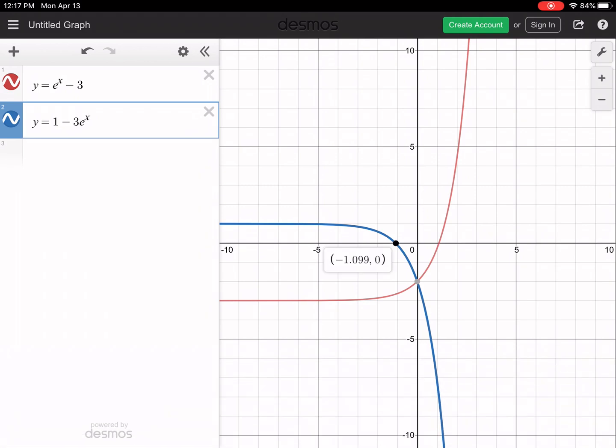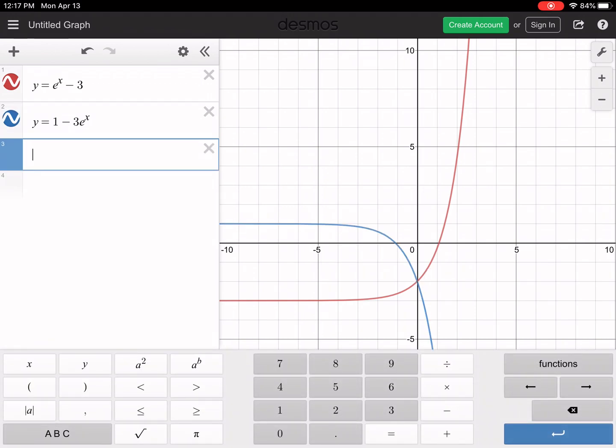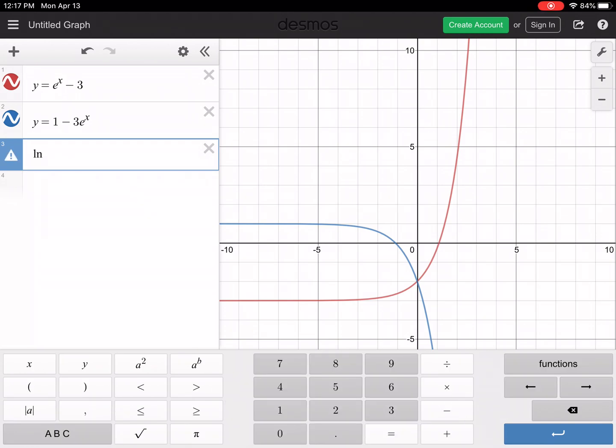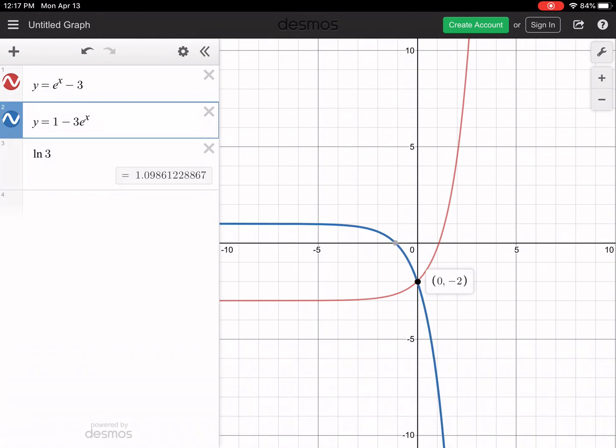But what we can see is that my two values are negative 1.099, which is approximately the ln, let's just type in ln of 3. ln of 3 is 1.098. So there actually is our two values. You can see 0, negative 2. So 0 is the one x value, and negative 1.099 is the other x value.